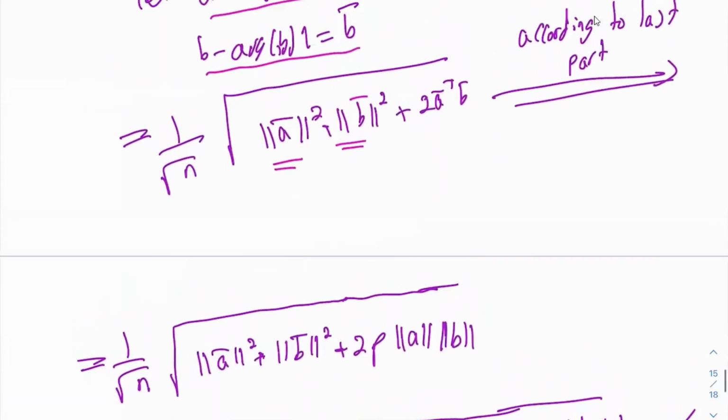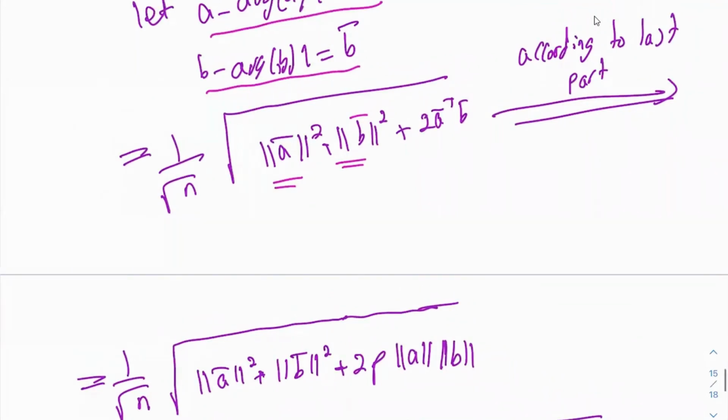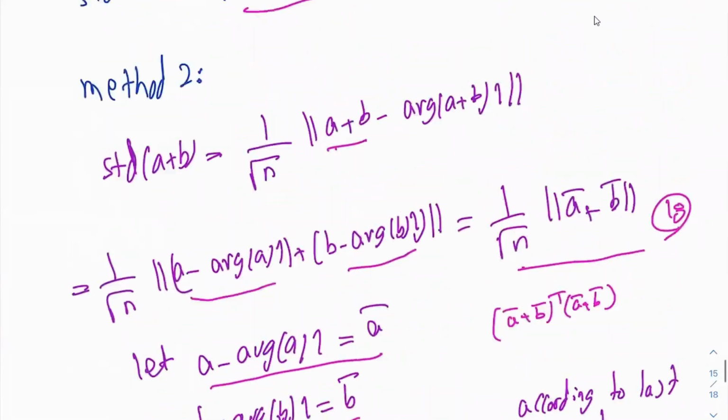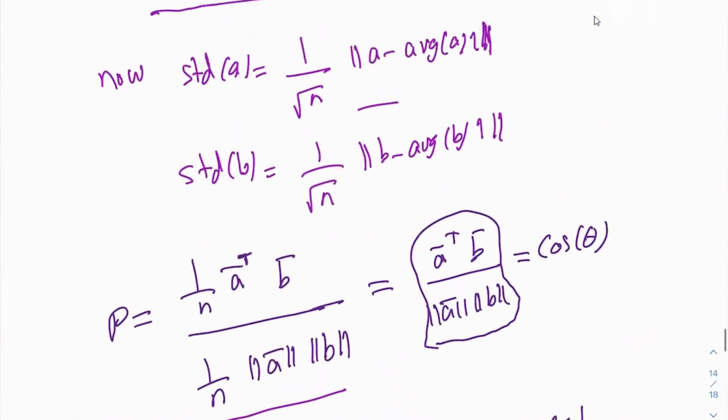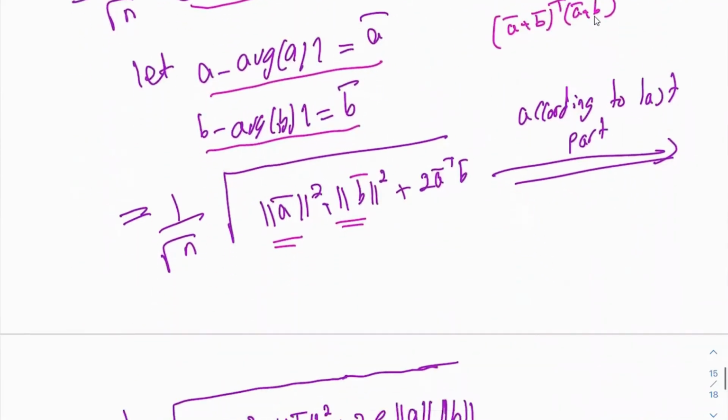According to the last part, we are going to write this one as follows. Remember this definition of Pearson correlation that we related to the dot product and standard deviation, or the norms. I derived it here. So then A bar transpose times B bar is equal to rho times the norm of A bar times the norm of B bar. Okay, good.